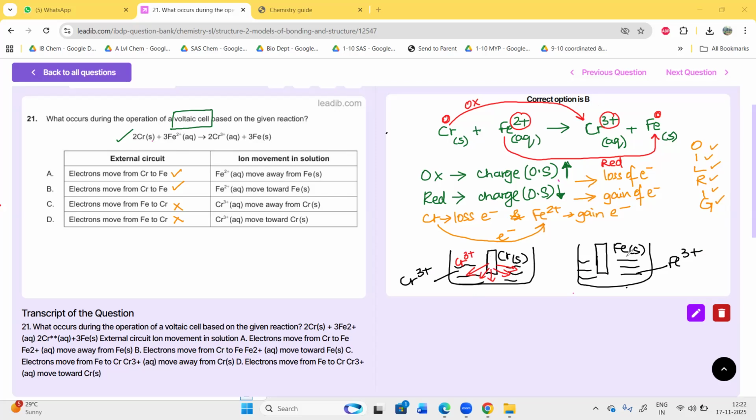Now look at Fe. What is happening to Fe? Fe2+ is changing to Fe in your reaction. So Fe2+ from the solution is getting attracted to Fe and getting deposited as solid iron on this rod. Fe2+ movement is towards Fe. Looking at these first two options, Fe2+ moves away from Fe, Fe2+ moves towards Fe. The second one is right. Fe2+ moves towards Fe and gets deposited. Whatever gets reduced, the mass of that rod will increase because it's getting deposited there.